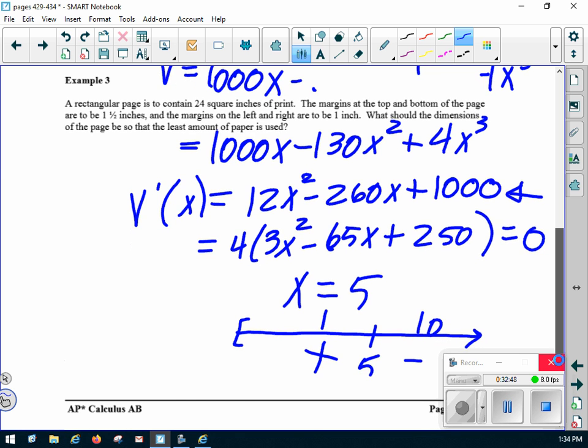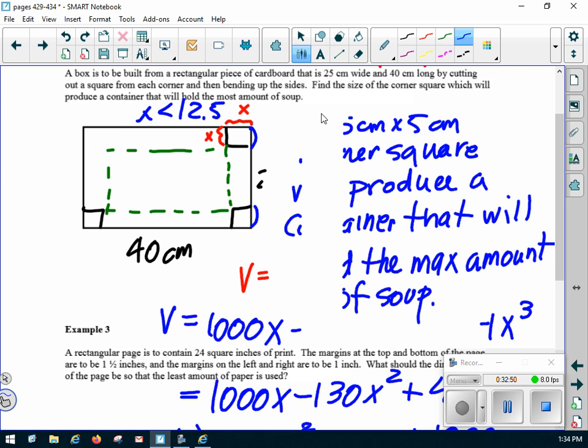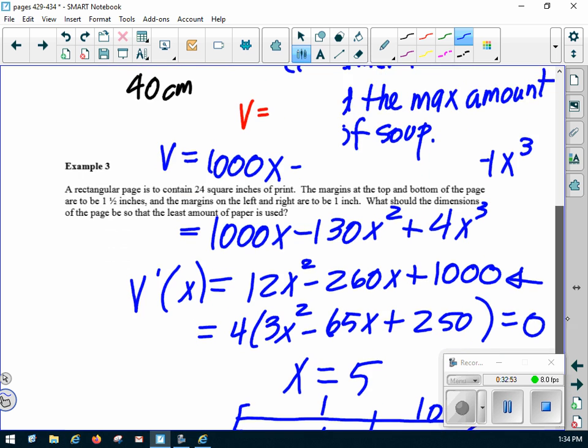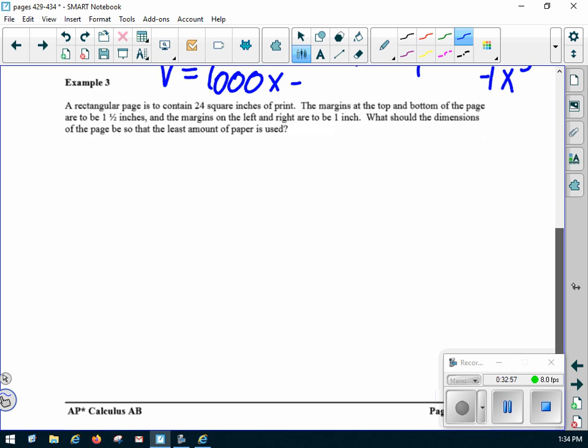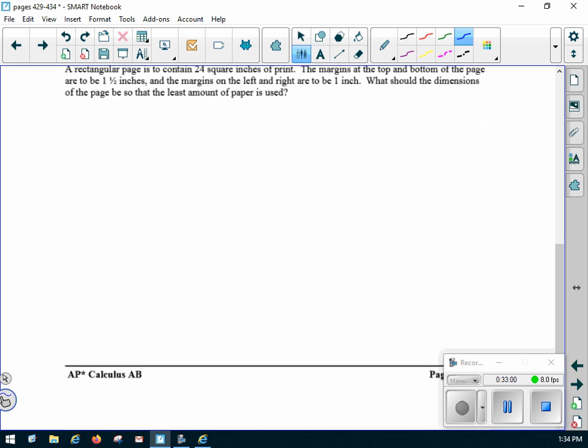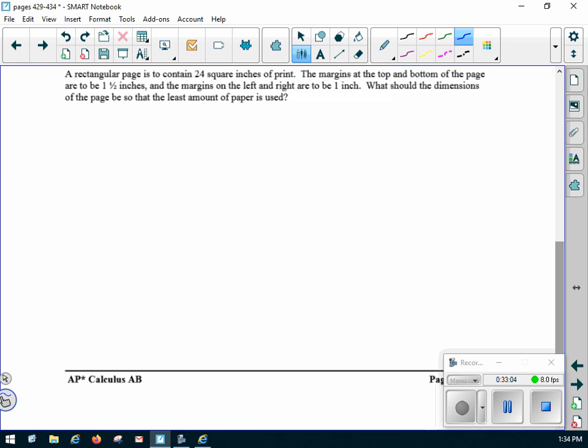Number 3. Oops. Here we go. Have you ever noticed that you have some books that are, you know, sort of 8 by 10-ish, and then you have some books that are little, and then those coffee table books, they're huge? Okay?